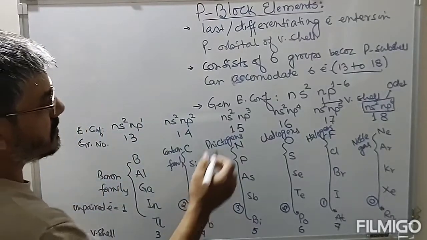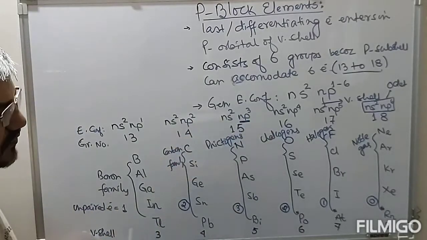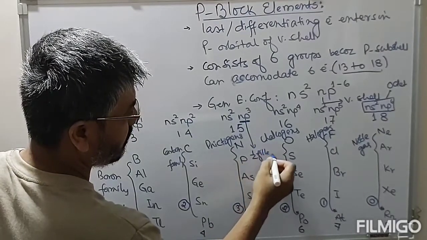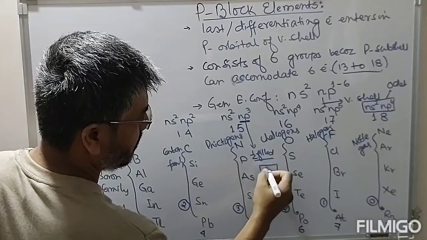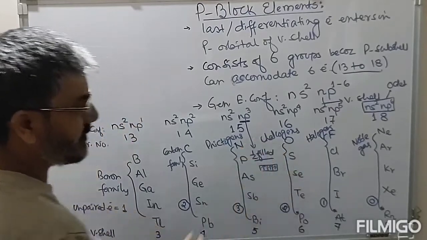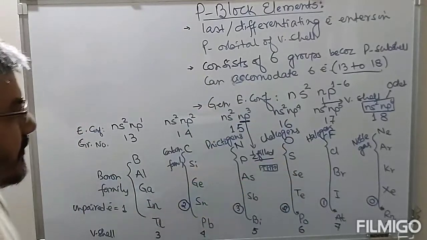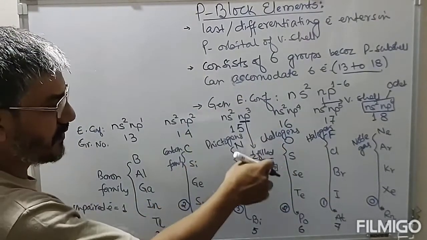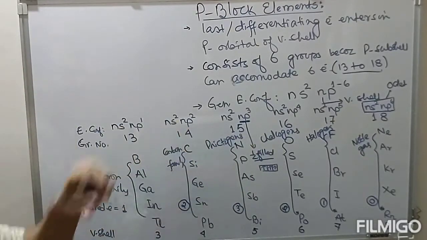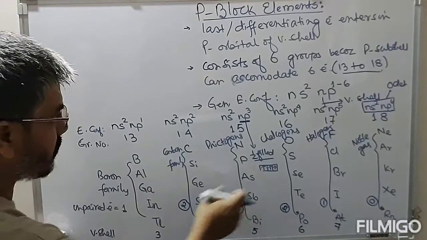Now if you look at this p3 configuration in group 15, this is half filled. So look at this, this is p. Each orbital has one electron, and all the electrons have the same spin quantum number, either all in the positive direction or all in the negative direction. So this is half filled, following Hund's rule. So we have these elements and their electronic configuration, and the number of electrons in the valency shell.